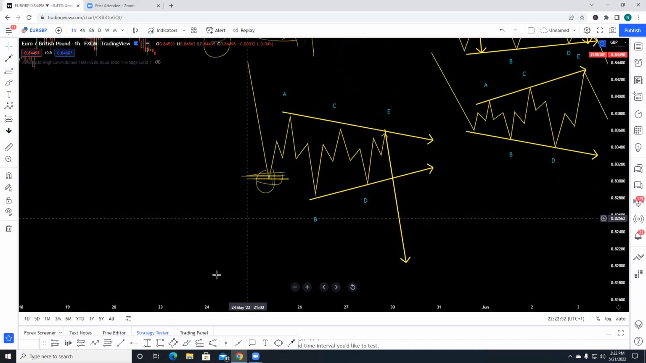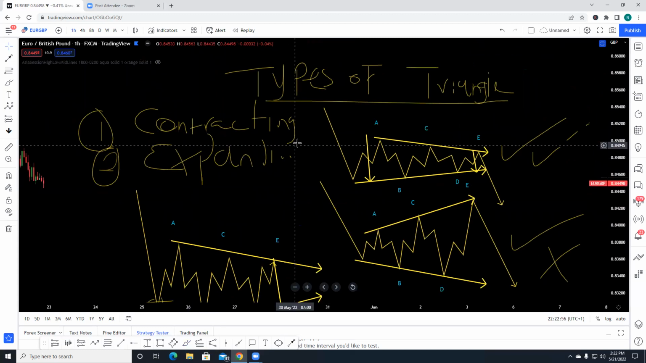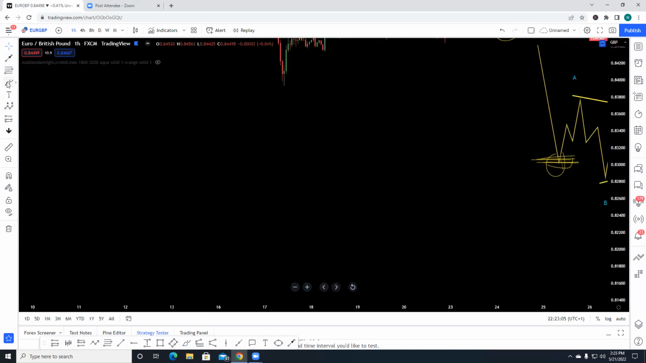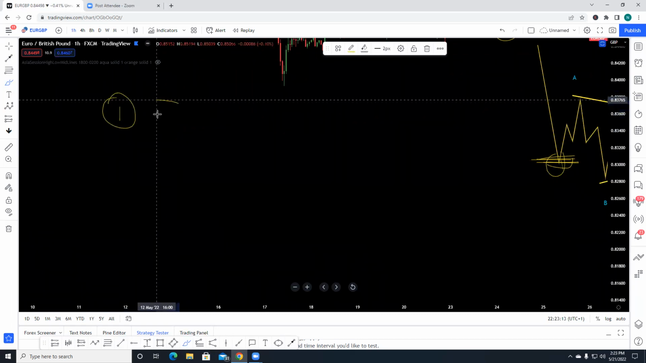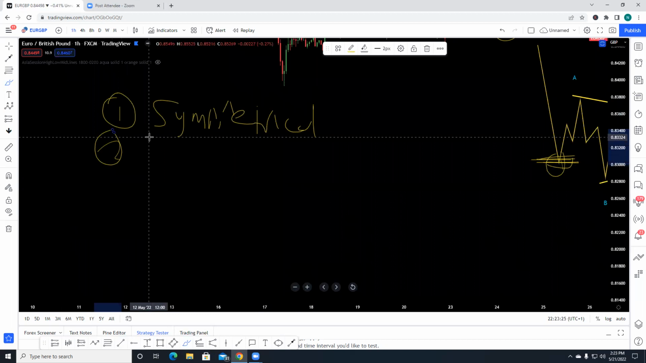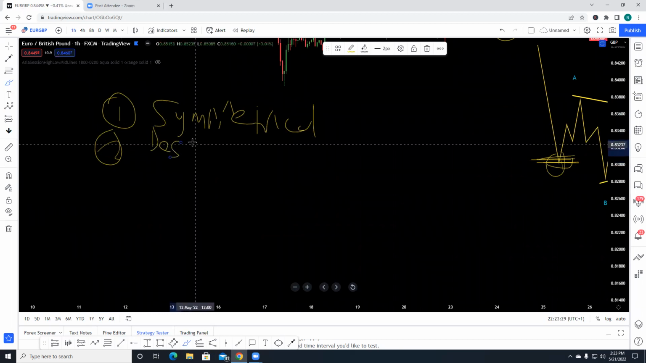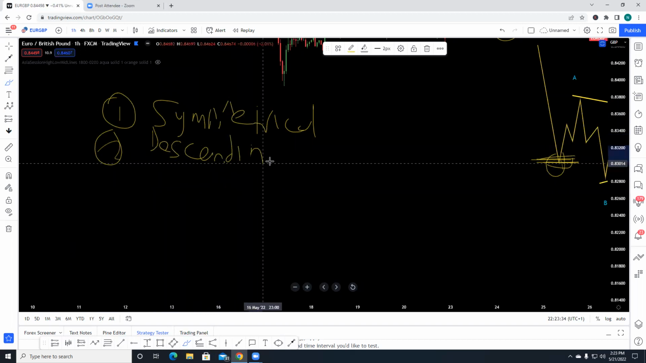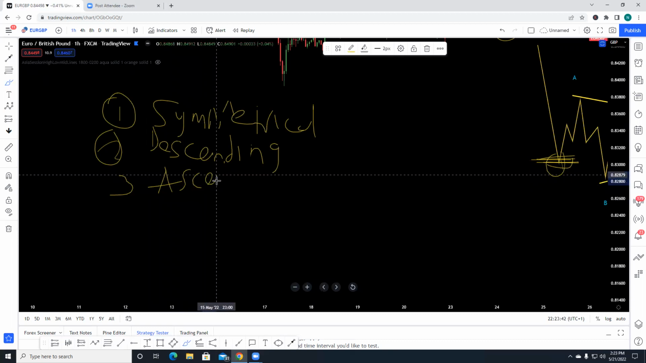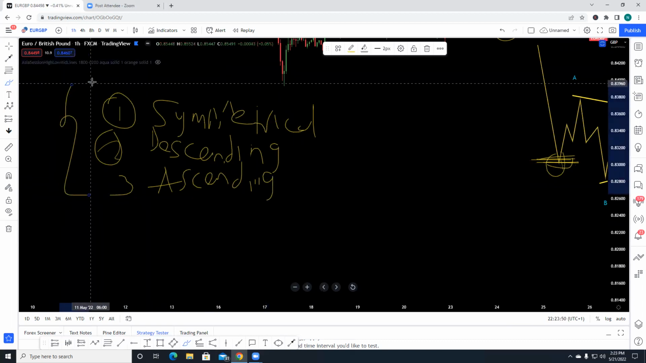All right. So now there are several variations of a contracting triangle, guys. I'm going to explain. Types of contracting triangle. Number one, we have what is called a symmetrical triangle. Number two, that's what is called a descending triangle. And the third one is what is called an ascending triangle. These are the three types of a contracting triangle.